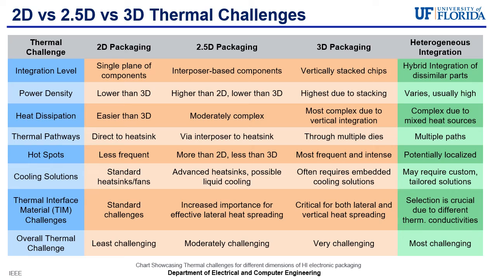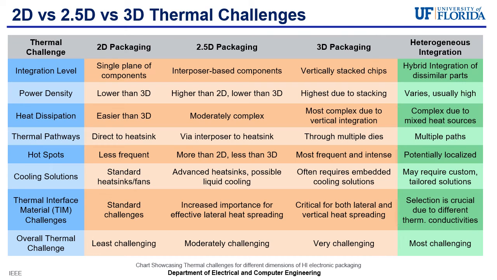As we move to 2.5D packaging, which includes interposer-based components for heterogeneous integration, the thermal challenge increases. The power density is higher than in 2D, but lower than in 3D packaging. Heat dissipation becomes moderately complex because it has to navigate through the interposer to reach the heatsink. There's a higher incidence of hotspots compared to 2D inside 2.5D, making more advanced cooling solutions, and possibly liquid cooling, more necessary. Effective lateral heat spreading becomes an important part due to the increased complexity of the thermal pathways.